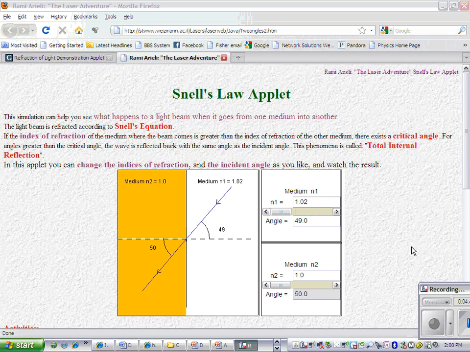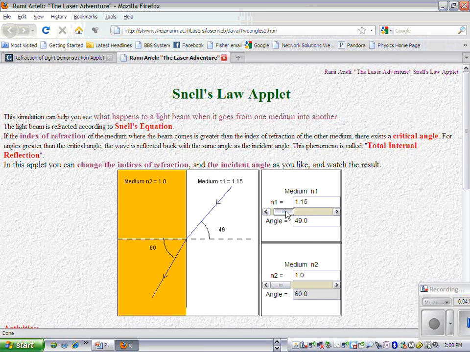I've made medium 2 1.0. Now look what happens when I make the medium 1 have an index of refraction that gets larger and larger. And you'll notice eventually its index of refraction gets so large it's right about 90 degrees. And if I go beyond that 90 degrees point, it then has what's called total internal reflection. And we'll look at that more later.